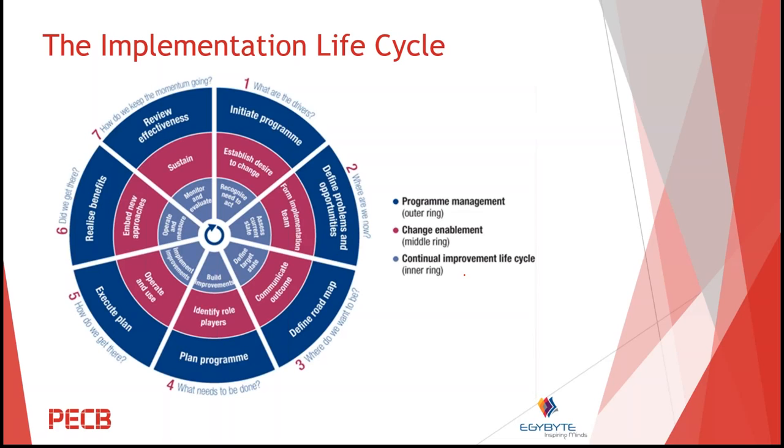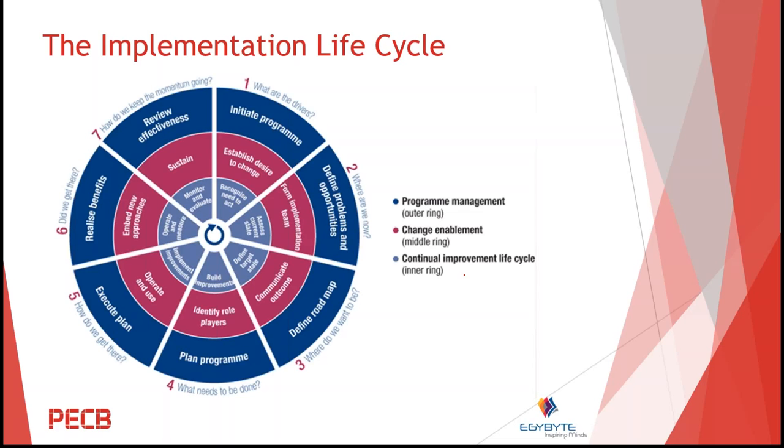Then how do we get there? It's the project plan, how to implement all these activities. Then number six, it's did we get there? After implementing some or all of the activities and projects we have inside our program, we should measure what is the current status. Are we done or not yet? And the seventh and the last stage is about how do we keep the momentum going? How can we keep our improvement going? Because it's not about having one cycle, it should be continuous.